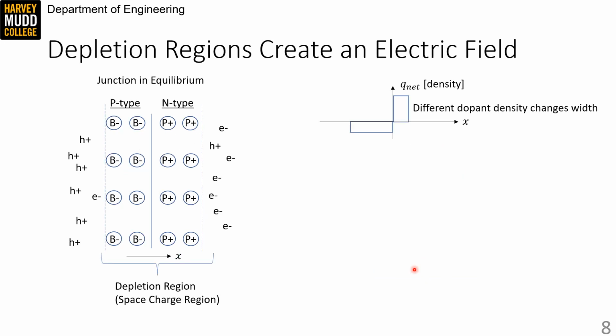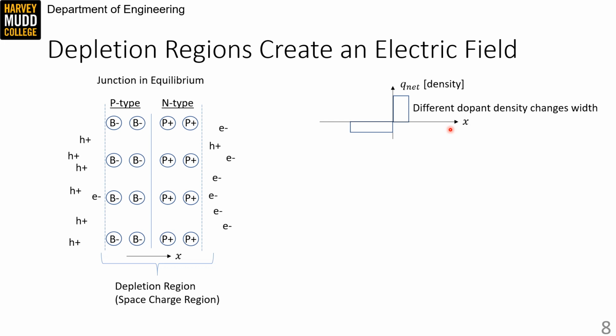We can be more specific about the electric field in the depletion region by making some assumptions about the charge distribution. It's common to assume that the doping profile in the region is uniform and infinitely sharp, which results in the net charge distribution shown in the upper right. This is called the full depletion approximation. Outside of the depletion region, so over here and over here, there's no net charge because there are equal numbers of fixed dopants and free charge carriers.